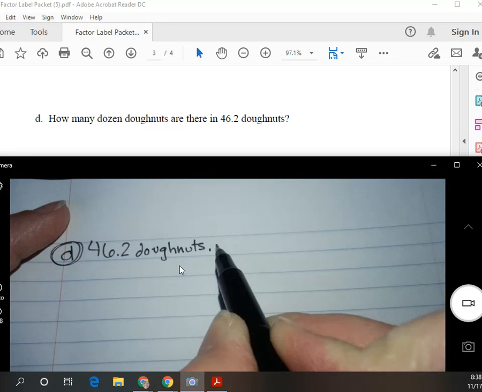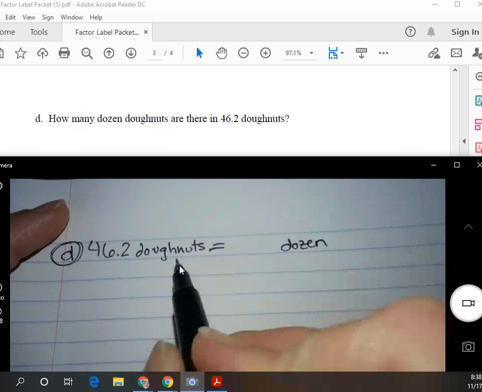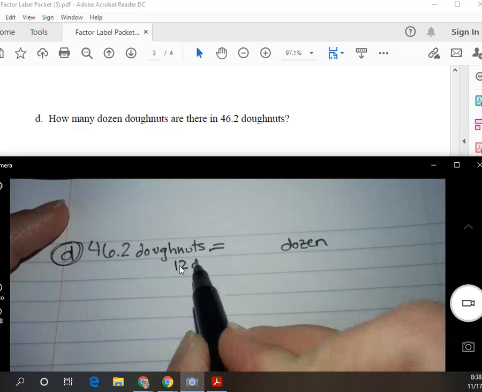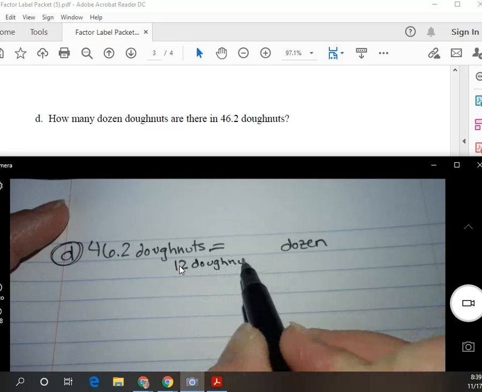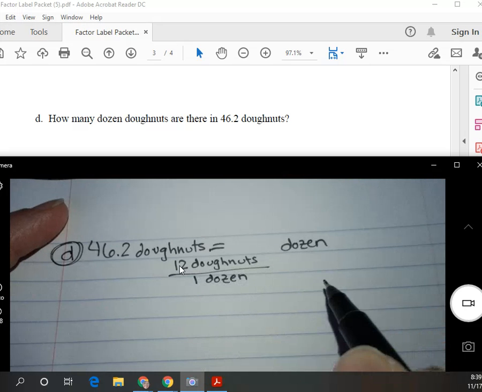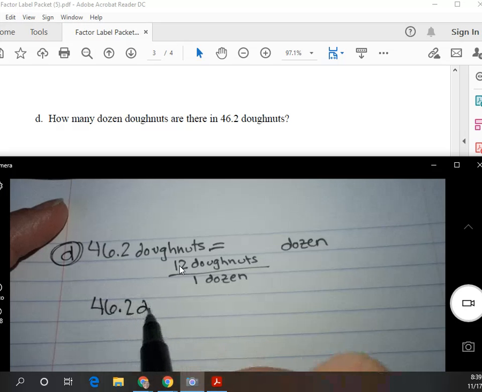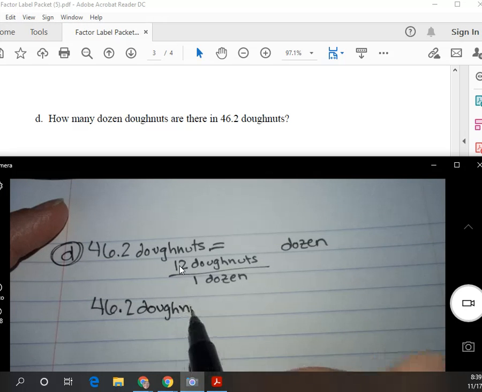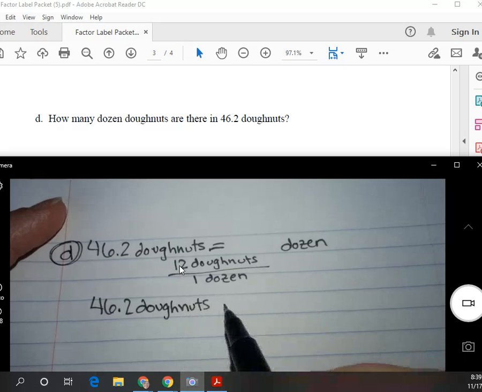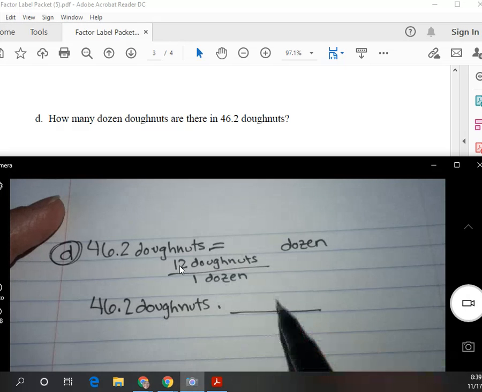And we're going to use that same conversion factor, 12 donuts in 1 dozen, to find how many dozen. So if I start with what I have, 46.2 donuts, times... okay, wait. I have donuts is what I start with, so my donuts now needs to be on the bottom. 12 donuts.